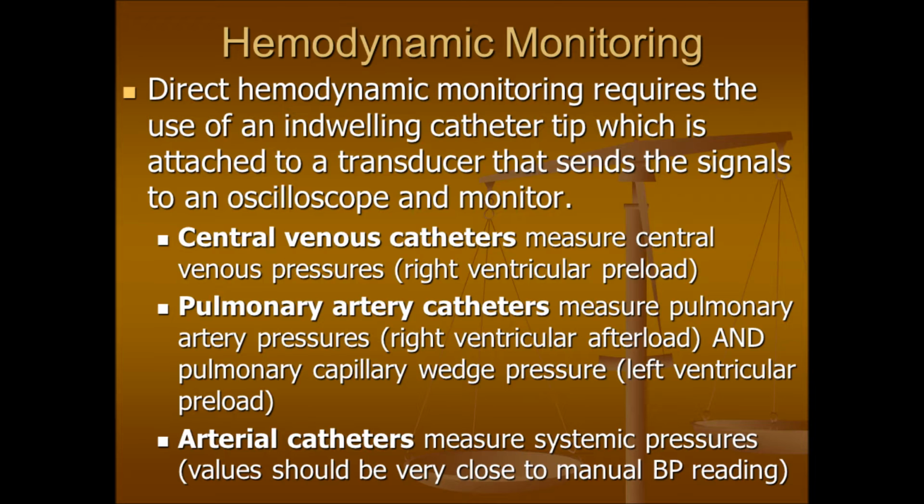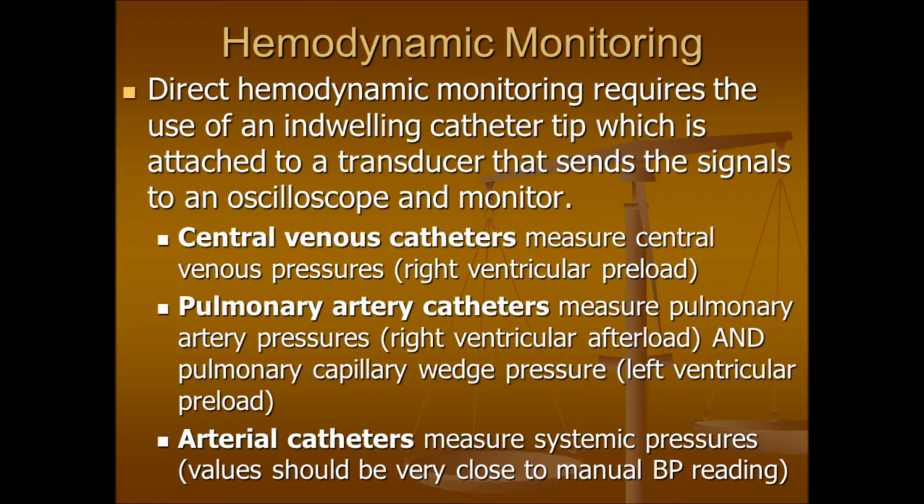There are three types of catheters: central venous, pulmonary artery, and arterial catheters, and we'll talk about these a little more in the rest of this lecture. But the central venous catheters measure central venous pressures, and this is considered your right ventricular preload. Pulmonary artery catheters measure your pulmonary artery pressures, and we consider that the right ventricular afterload. And the pulmonary capillary wedge pressures are also measured by the pulmonary artery catheters when you inflate the cuff, and that gives you your left ventricular preload.